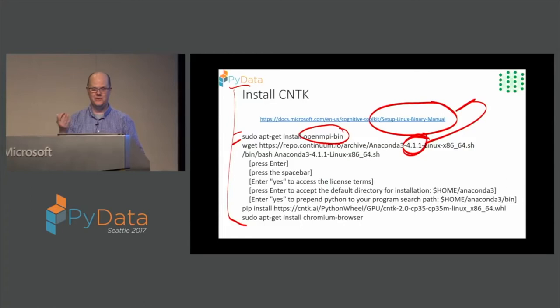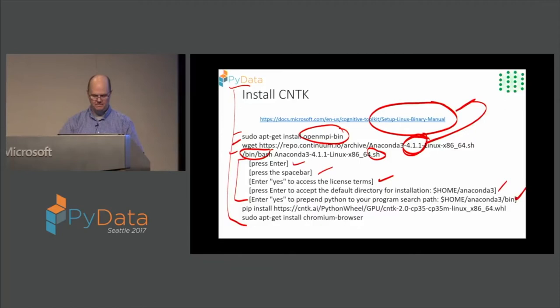We install that one, right? So here is me calling bin bash with this .sh that I downloaded to install Anaconda. These are the responses I get. Basically I'm just pressing enter to go through, right? Let's read the license. Let's scroll through the license. Let's enter yes that we accept the licensing terms. It's a personal decision. Press enter to take the default installation directory. I did that. And enter yes to prepend Python to your program search path so that you don't have to keep asking, oh, where's Python?